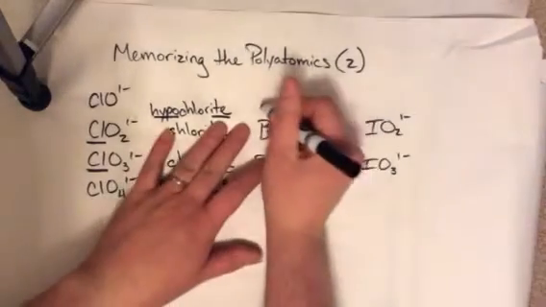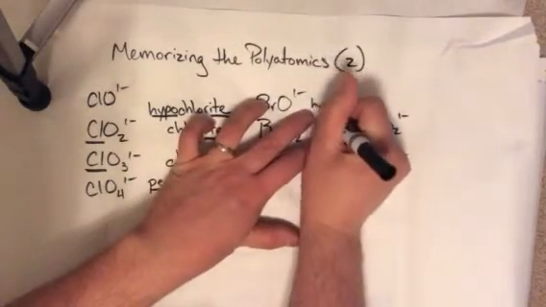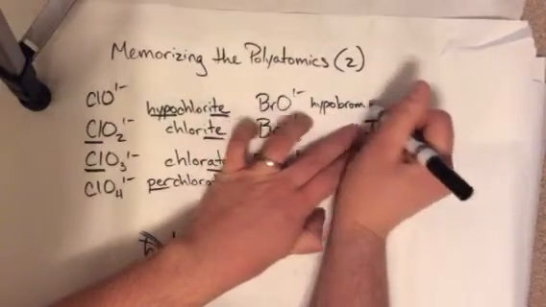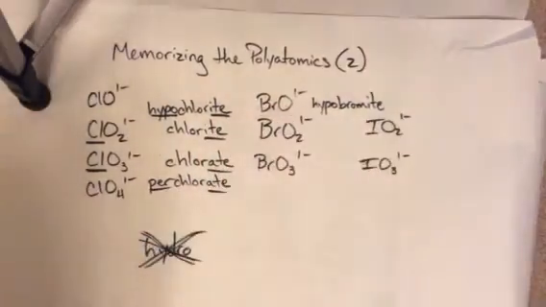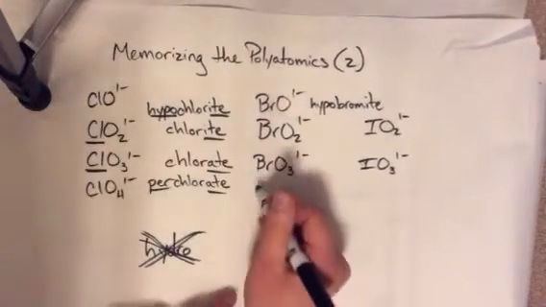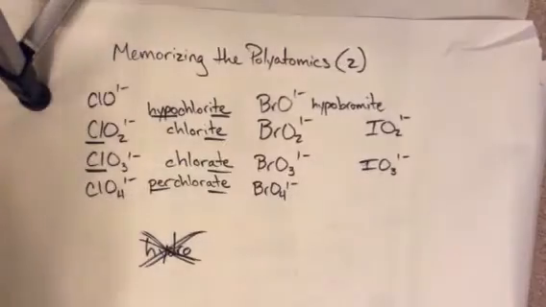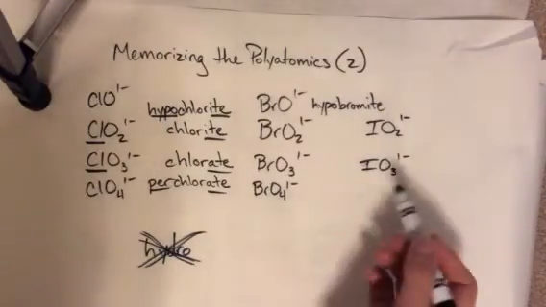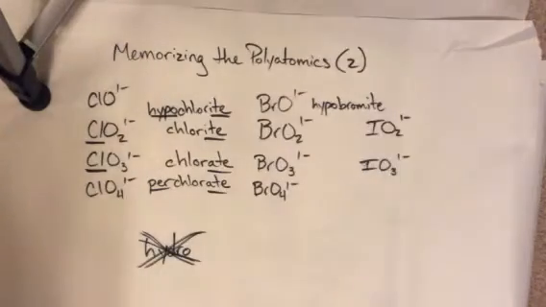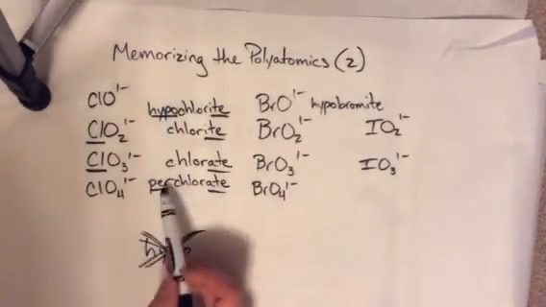Same pattern is true over here. BrO, 1 minus, that would be hypo, brome for bromine, ite, hypobromite, bromite, bromate, and perbromate. Same thing over here. You could literally learn 12 polyatomics just by knowing the difference between hypo and per.